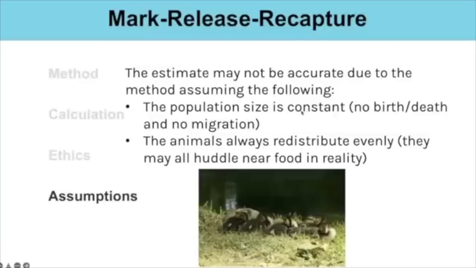There are some assumptions with this as well. So the estimate may not actually be very accurate because of these assumptions, because we assume that the population size is constant, meaning there's no birth and death and no migration, which is very unrealistic. We also assume that the animals do redistribute evenly, but that might not be true. They might all huddle together near a food source.